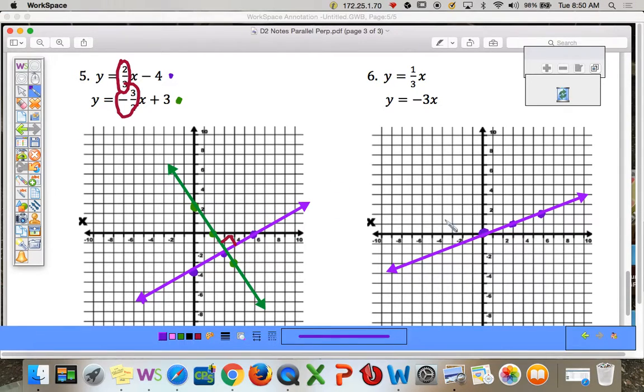And the next one is negative 3. So again, we're going to start at 0, 0. And the slope's negative 3/1, so go down 3 to the right 1, down 3 to the right 1. And we can see that this line is perpendicular.